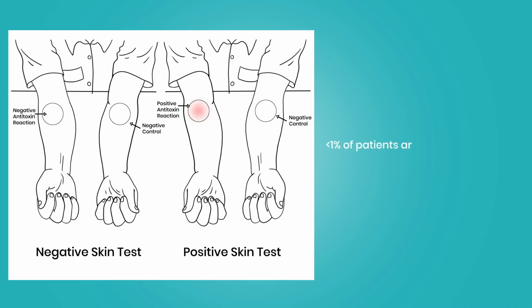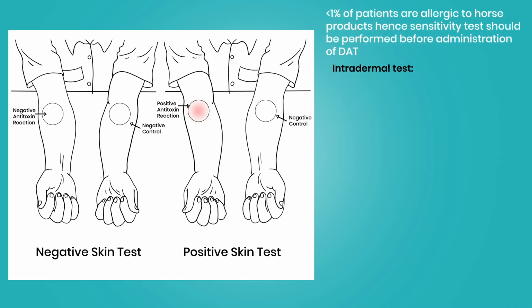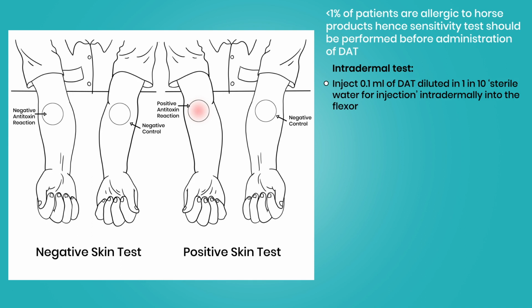Less than 1% of patients are allergic to horse products. Hence, sensitivity tests should be performed before administration of DAT. Intradermal test: inject 0.1 ml of DAT diluted 1 in 10 in sterile water for injection intradermally into the flexor surface of the right forearm.